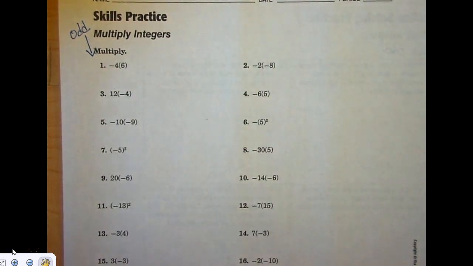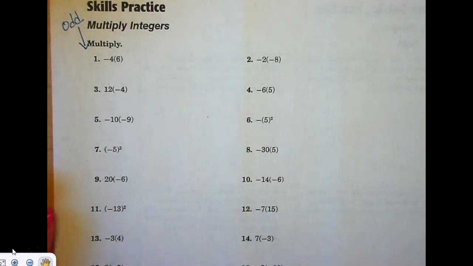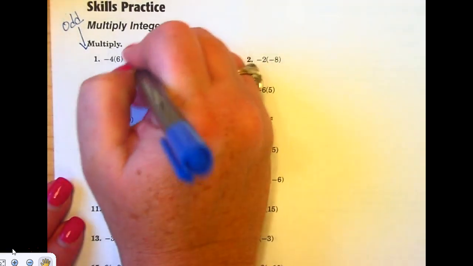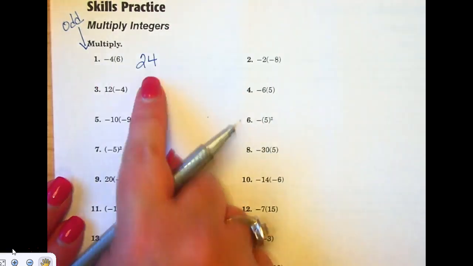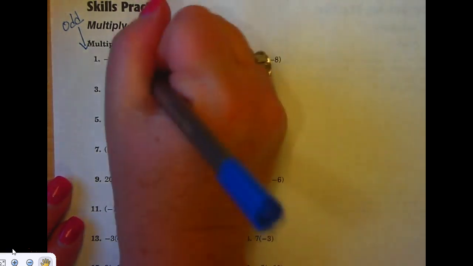Number 1 says negative 4 times 6. What's 6 times 4? 24. And if the signs are different, are they positive or negative? Negative, right? So here's a trick if you're having trouble remembering.